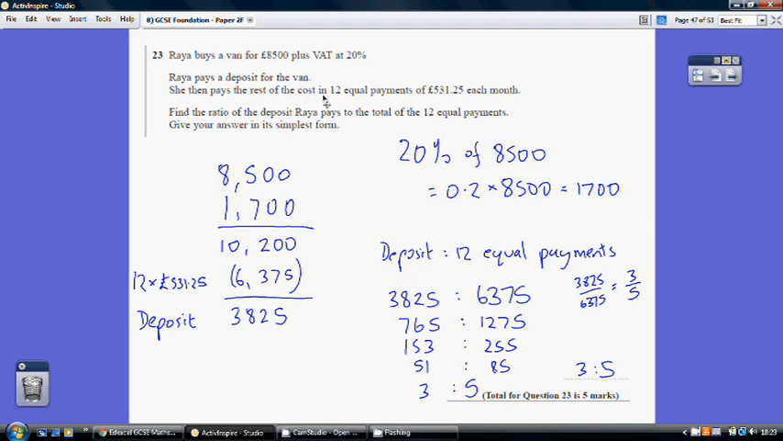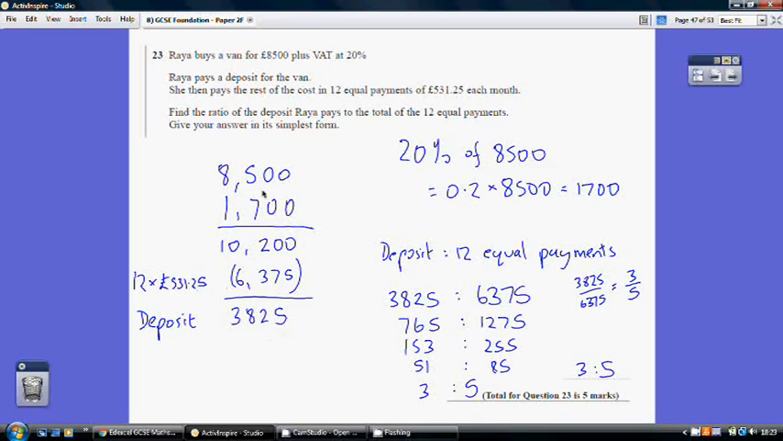Now, we're going to take off a deposit, which we don't know yet. And then the rest of the cost is 12 equal payments of 531.25. So if we take off these 12 equal payments of 531.25 off the original cost, including the VAT, that's going to give us the deposit. So 10,200 minus 12 lots of 531.25, which is 6,375, gives us the deposit price of 3,825.